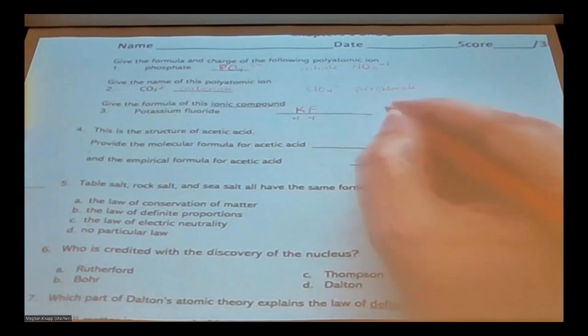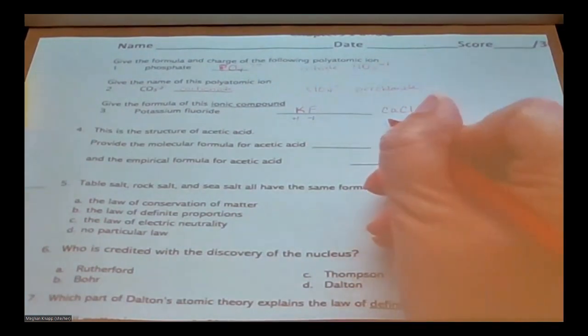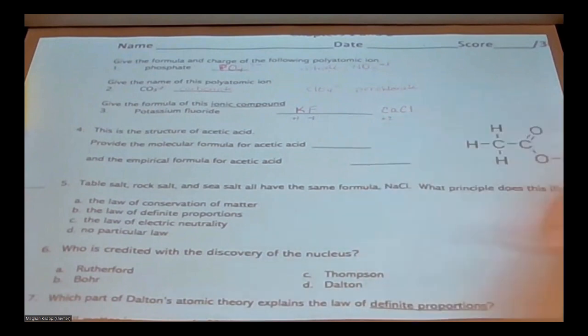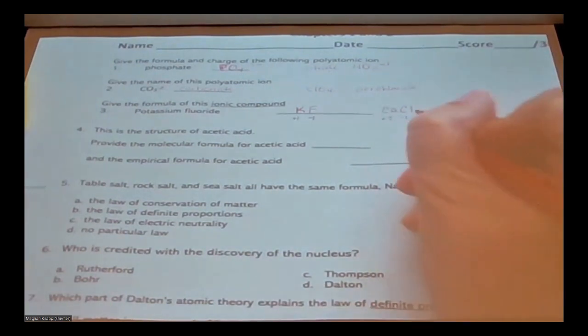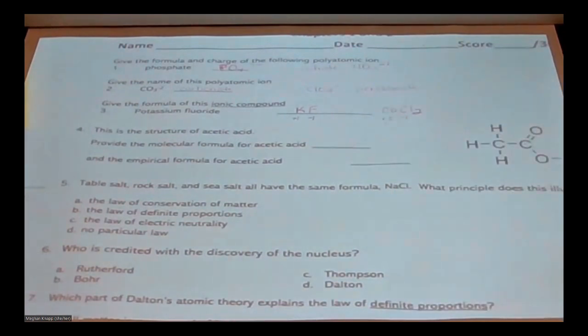Is that right? So for that one, we have Ca and Cl. Will these charges cancel out? What's the charge on calcium? +2. And this one's also -1. So we need 2 chlorines to make that. Okay. All right. So you all had this structure.